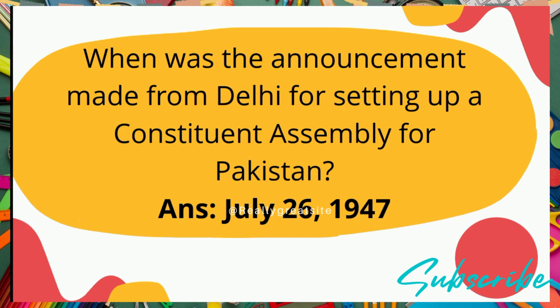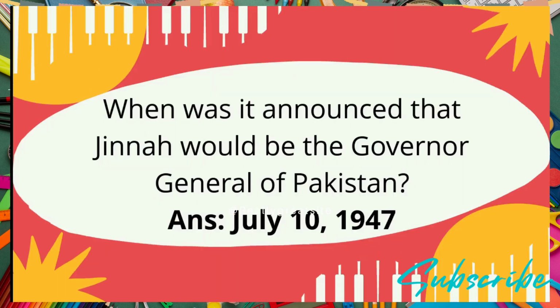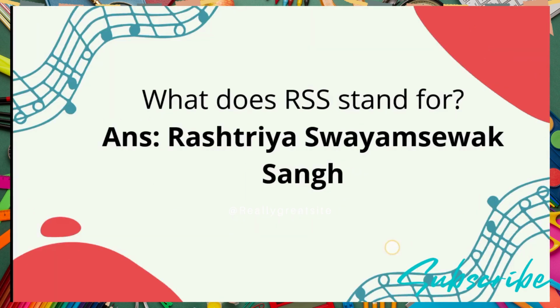July 26, 1947. When was it announced that Jinnah would be the Governor General of Pakistan? July 10, 1947. What does RSS stand for? Rashtriya Swayam Sevak Sangh.